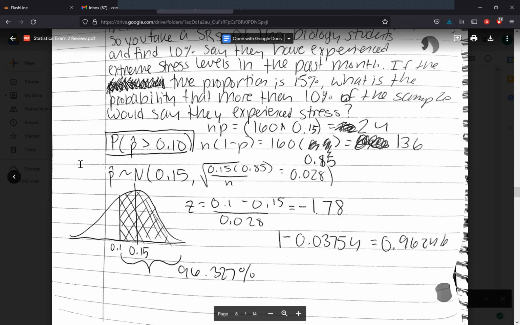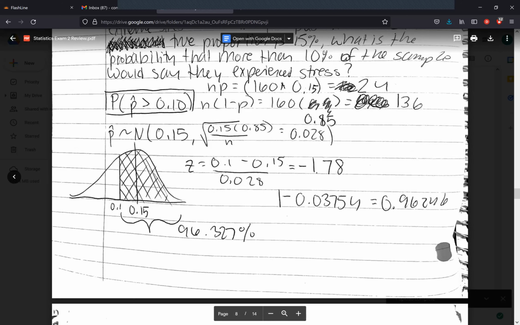160. And then we do that and take a square root and you get 0.028. Next, we draw our picture. So you draw the mean in the middle, which is 0.15, and you draw the probability that we're looking for. So we're looking for something with 0.10. Specifically, we're looking for the probability of p hat being greater than 0.10. So I've shaded the appropriate area of the curve that we're looking for.